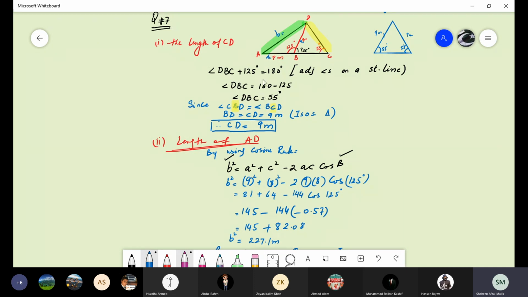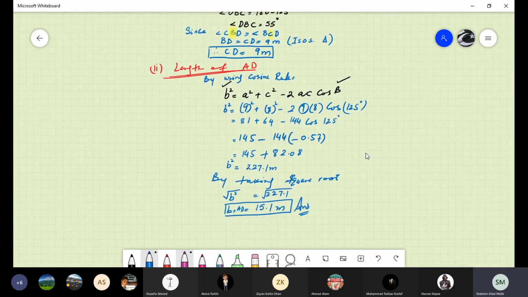Then we have to find out the length of AD. We can find AD very easily using the cosine rule because two sides and the included angle are already given to you in the question. Just label the sides and then use the cosine rule. We want to find the length of side B, and A and D are already given. The included angle is 125. Just substitute the values in the formula and simplify.